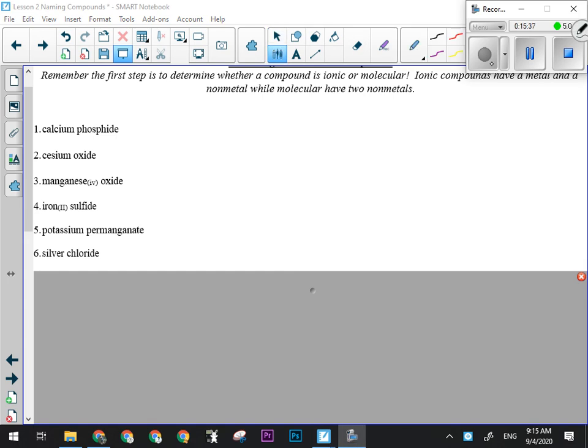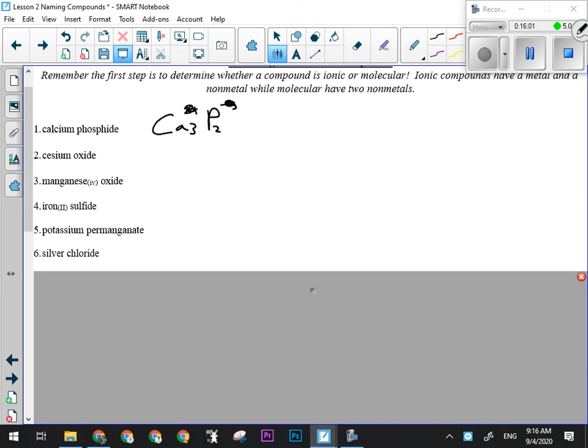So for our first one here, we've got calcium phosphide, ionic or molecular? It's ionic, so I'll have to do the drop and swap on this. So calcium, 2+ charge, phosphide, -3 charge. I take the 3, push it to here, take the 2, push it to there, Ca3P2. All right, are you okay with that?